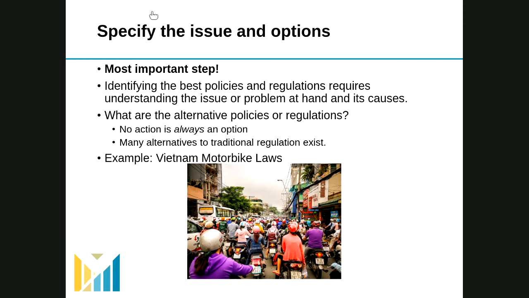So I mentioned that the first step is to specify the issue and options. And this is probably the most important step because I mentioned that cost-benefit analysis can only be as good as the options we've compared. So to do that, governments need to identify the best policies and regulations based on what the actual problem at hand is and its causes. And then once it has a good understanding of the issue, what are the different alternative policies or regulations that the government could do? So the government could always take no action.